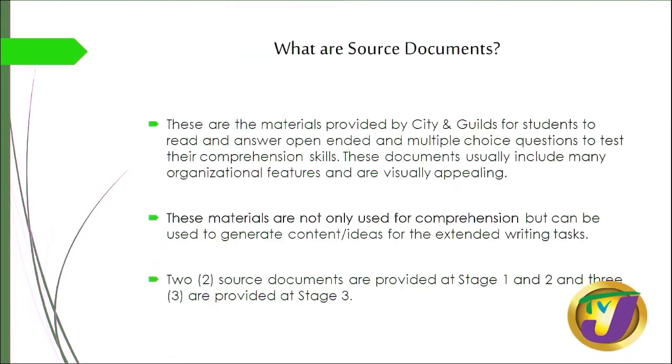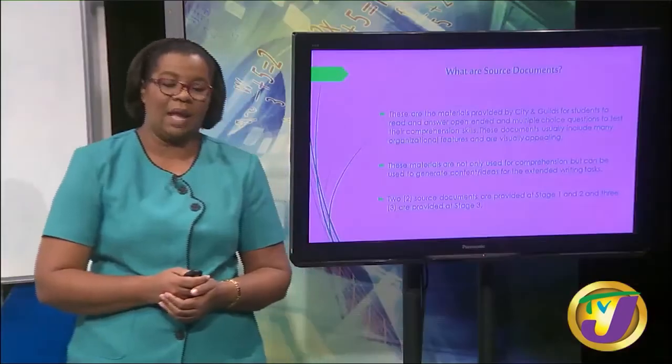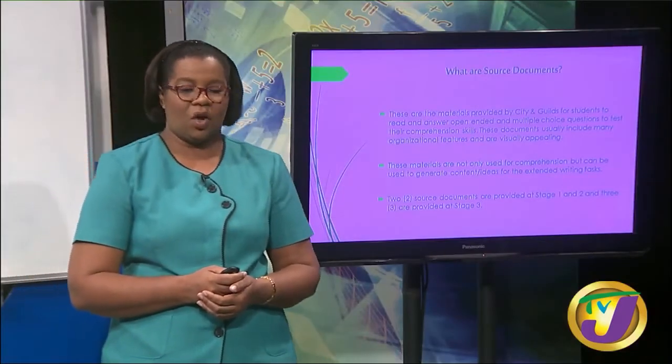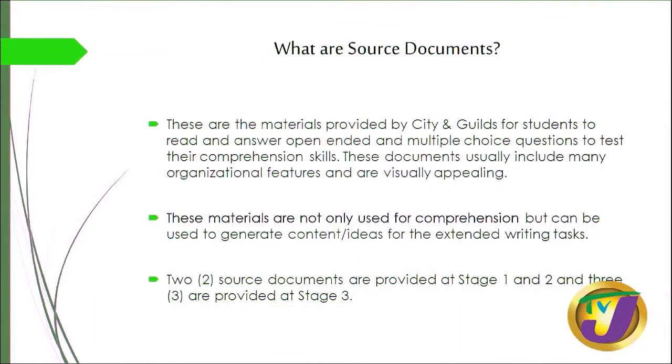So what are source documents? These are materials provided by City and Guilds for students to read and answer open-ended and multiple choice questions to test their comprehension skills. These documents usually include many organizational features and they are usually visually appealing. These materials are not only used for comprehension, but they can be used to generate content or ideas for the extended writing task. 2 source documents are provided at stage 1 and 2, and 3 source documents are provided at stage 3.